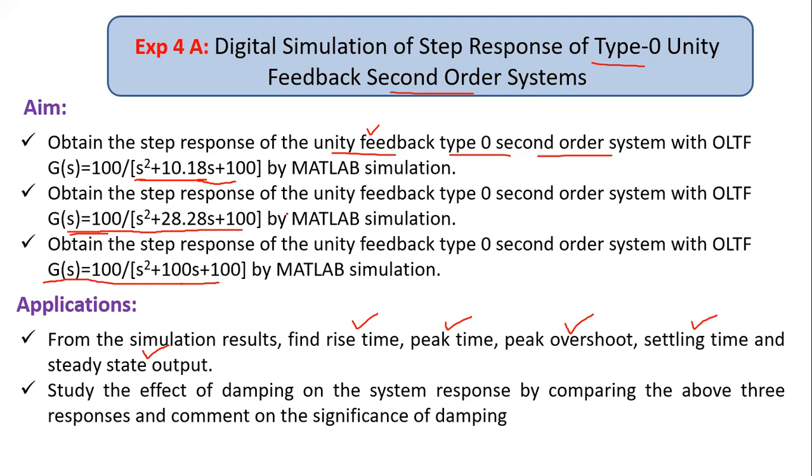For these three systems, we will apply a step input and analyze the output response both in transient and in steady state. In transient, we observe rise time, peak overshoot, and settling time, and in steady state, we observe the steady state output. Finally, after getting all these values, we will compare the damping ratio. Depending upon the damping, we will see what changes occur, how we can get a better damped system, and based on that, how we can design a proper control system.